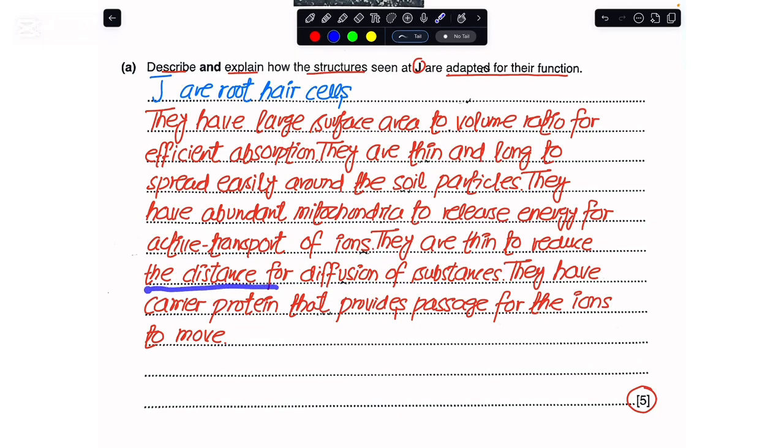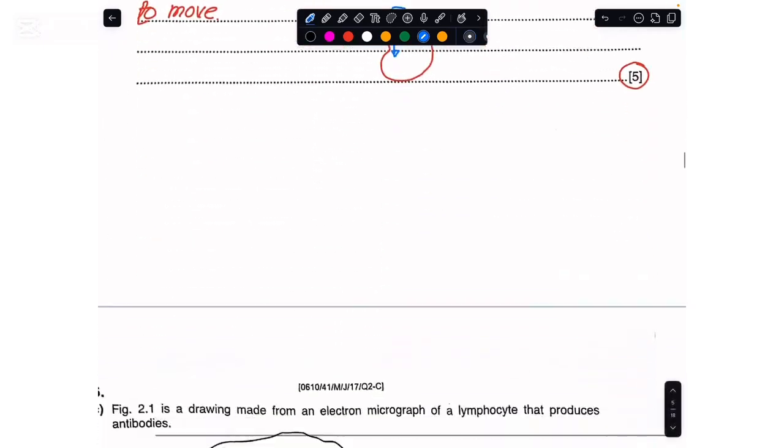And then you must never forget, in terms of the root hair cells, that they have the carrier proteins. The issue with the ions is that they cannot directly cross the cell membranes. So if I want the ions to pass into my cells, there is the need of the carrier proteins. And these carrier proteins would facilitate the movement of the ions into the cells. So here you would score a total of 5 marks.